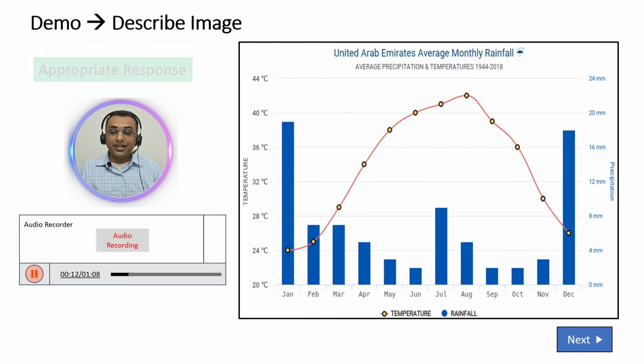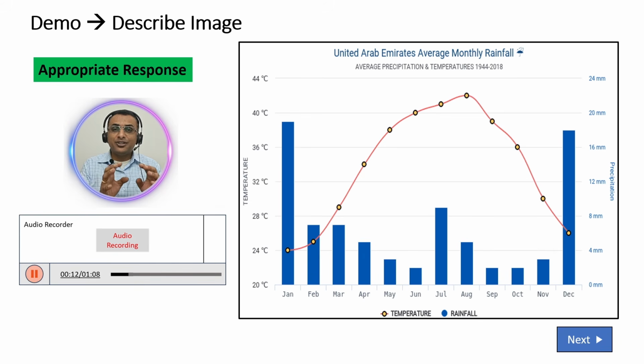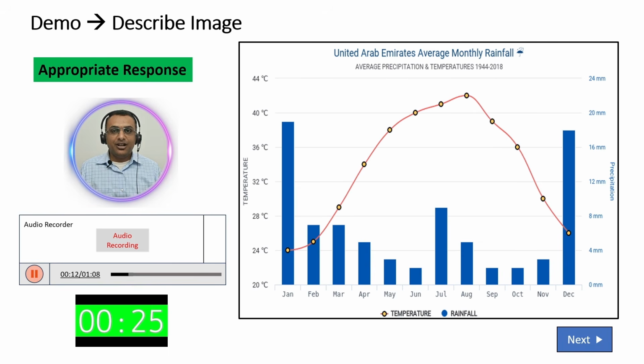Until now, we have seen how inappropriate responses can cost you marks dearly. Now let's see an image where you can come up with an appropriate response. And I will be starting the timer of preparation time, which is 25 seconds, and post that I will be coming up with a response which is suitable for this particular image. Alright folks, I'll be starting the preparation time in 3, 2, 1 and let's go.